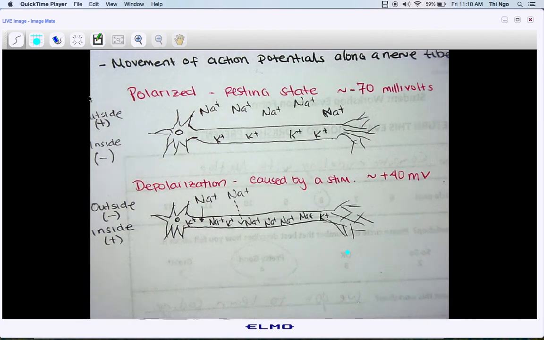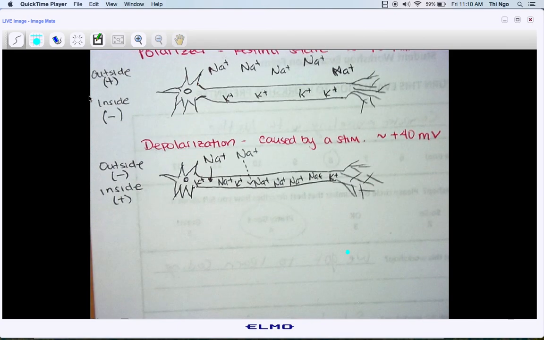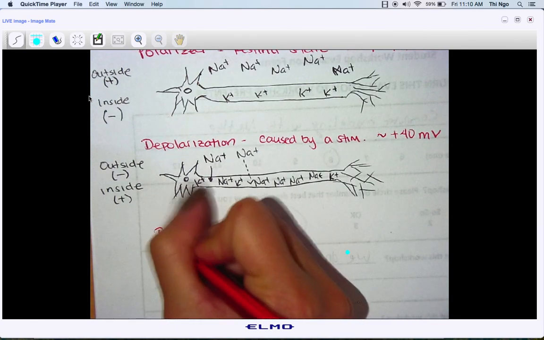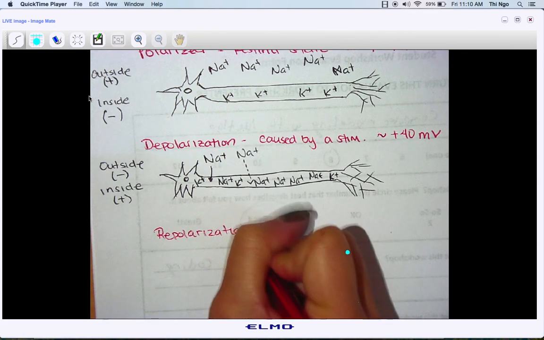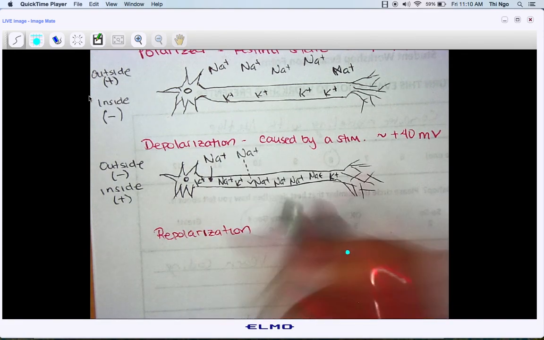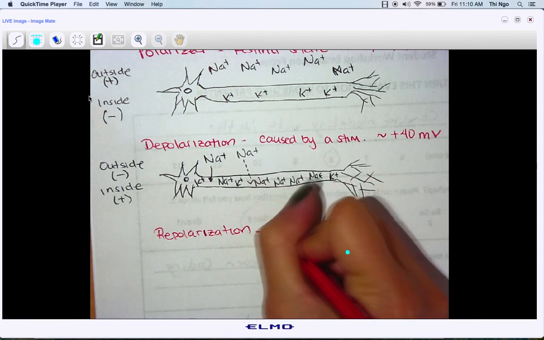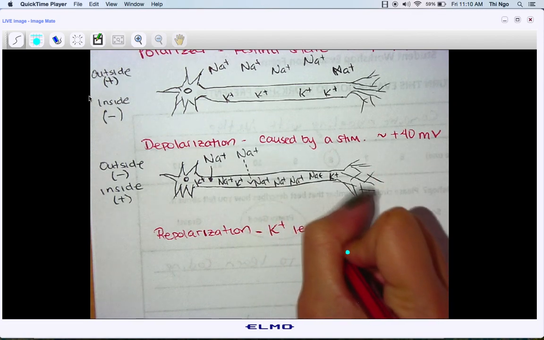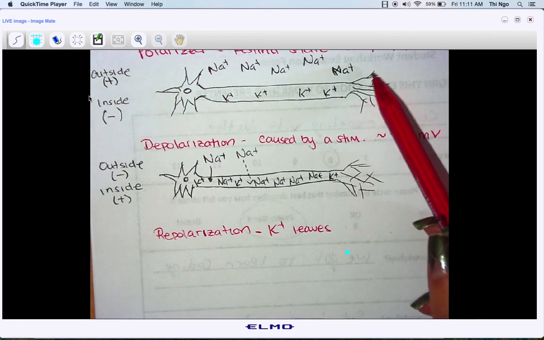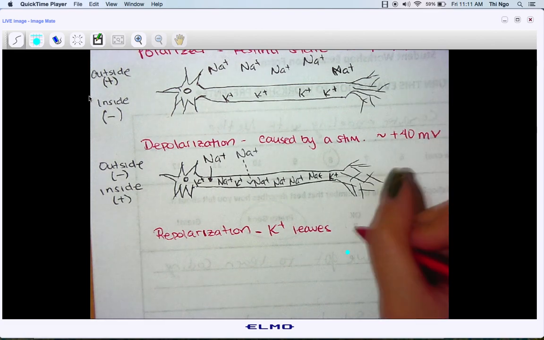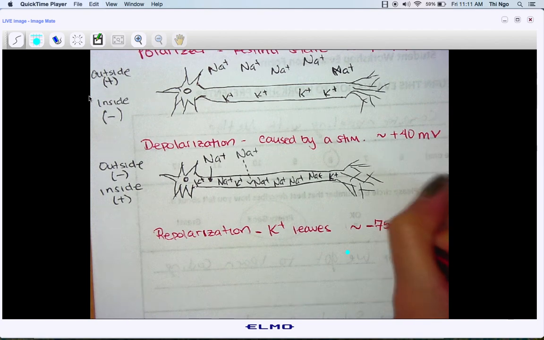So I'm going to use my red pen. Repolarization. And this is the process of potassium leaving. And since potassium is leaving, the inside of the cell will slightly, the voltage will go down a little bit, down, down, down. And it's trying to come back to the original of -70. But sometimes what it does is too much potassium leaves and you end up at about -75 millivolts.